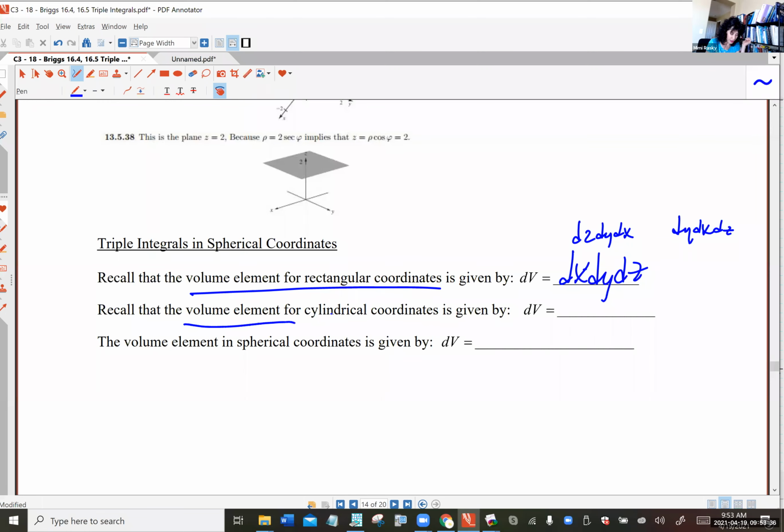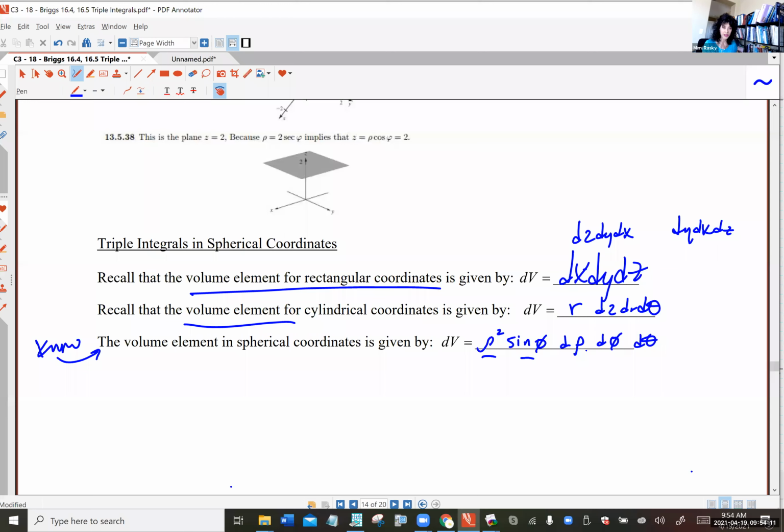How about the volume element for cylindrical? We just went over it today. It's r dz dr d theta, right? Okay, now what about spherical? You're not going to like this. So please know this for the midterm next week. Otherwise, prepare to die. It's rho squared times sine phi times d rho d phi d theta. And usually in that order, because we usually don't switch the order on you. So stick to that order.